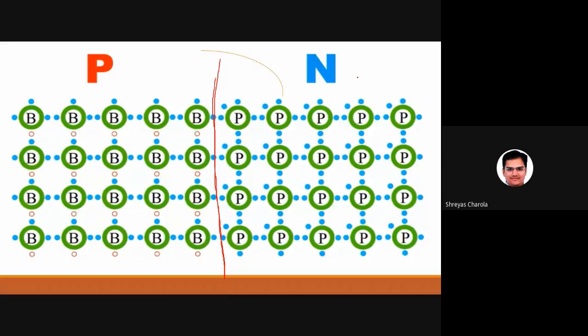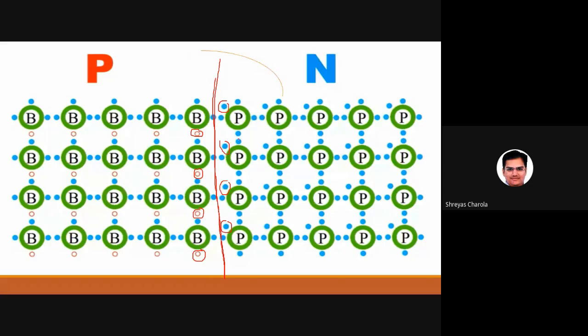Now what happens? During this P type and N type, here is phosphorus, so each and every phosphorus has extra electrons. And here at this place we have boron, so each and every boron has one hole. That means trivalent impurities in the P type and pentavalent impurities in the N type. Is the thing clear, all of you?